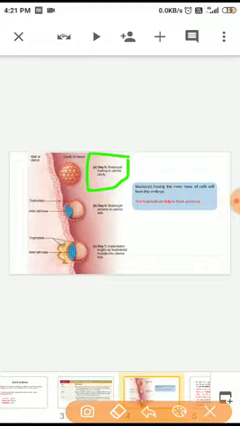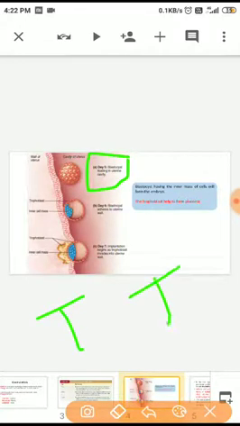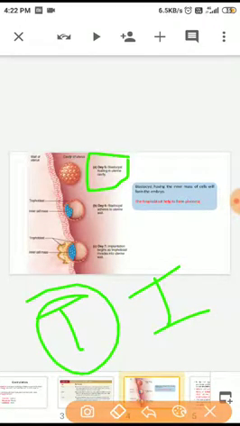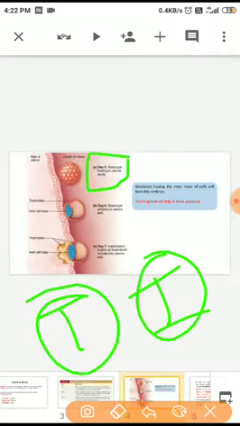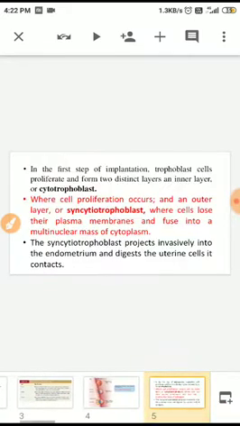The blastocyst has two layers, trophoblast and inner cell mass. The outer layer gives rise to the placenta. The placenta is an organ which connects mother to embryo, so that the exchange of matter takes place, and the inner cell mass gives rise to the embryo.